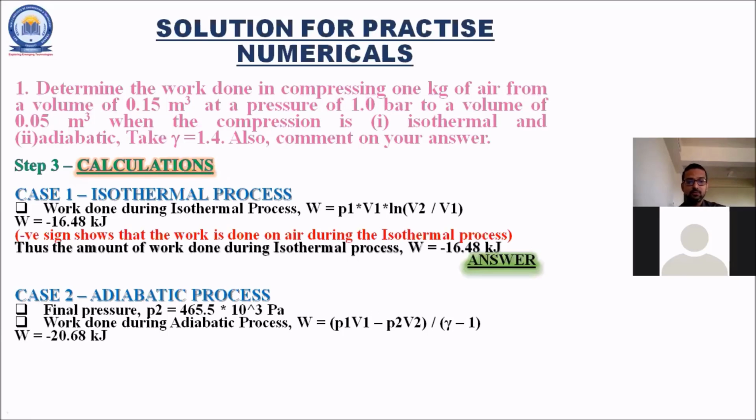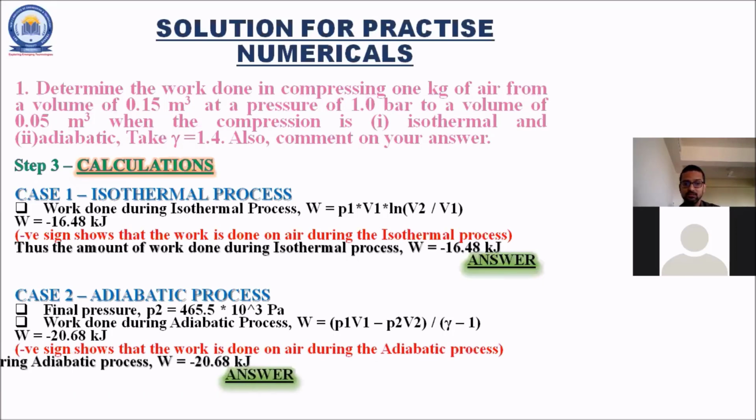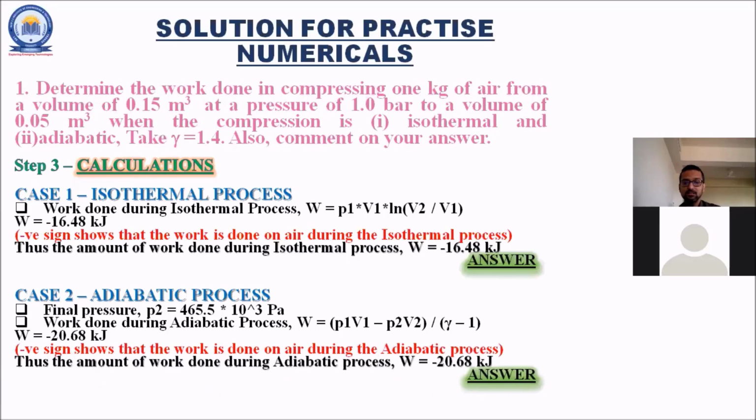So W is equal to minus 20.68 kilojoule. Again, the negative value shows that the work is done on the air during the adiabatic process. So this is our final answer. Thus the amount of work done during adiabatic process.